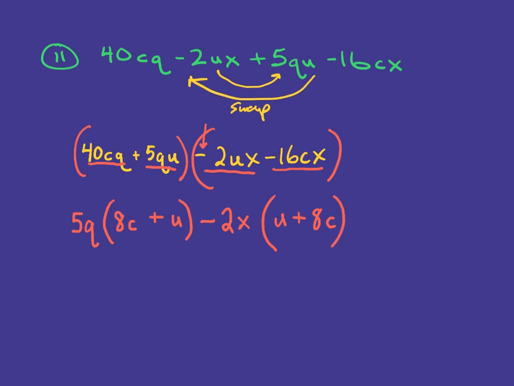Then from there, again, 8c plus u and 8c plus u. We want these to be identical, and they are, even though they're out of order. But you can take them out, 8c plus u. And then we'll multiply that by 5q minus 2x.